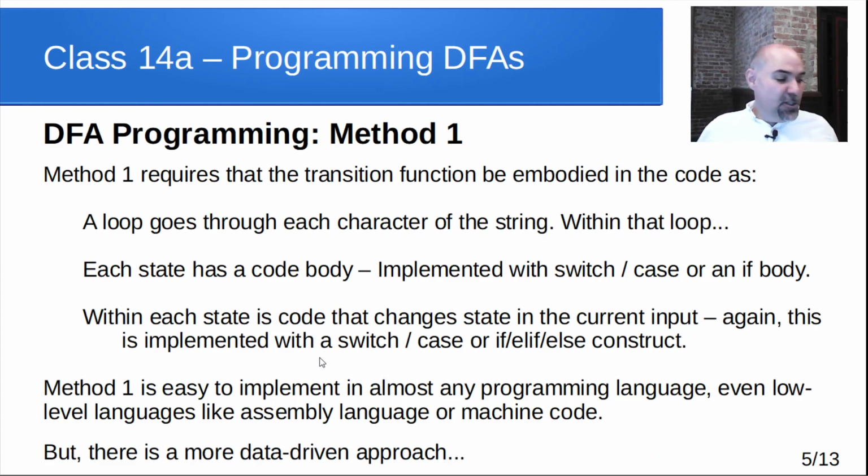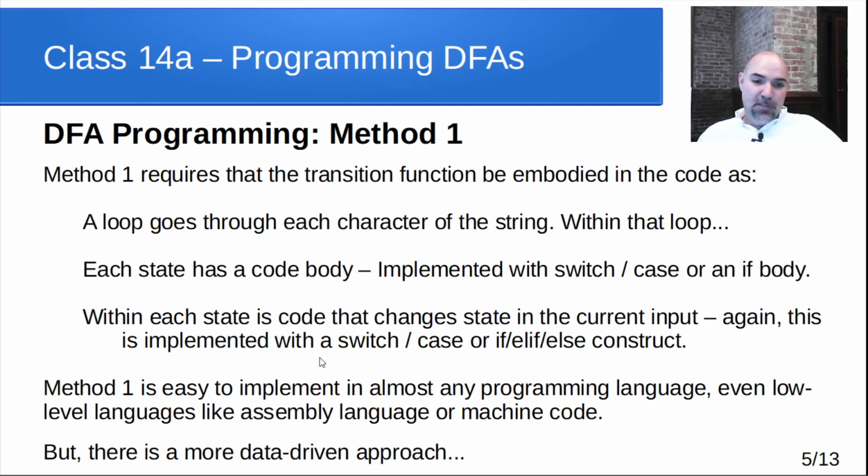So the way we're going to do that, I'm going to show you 3 different methods here that are somewhat related, but we're going to start off with method 1. What it does is it requires the transition function to be embodied in the code as, first, a loop that goes through every character of the string linearly. We're just going to buzz through it one character at a time. And then within that loop, every state is going to have a code body that could be implemented with an if, else, or a switch case for every state. And then for each of those, we're going to have a sub construct, either switch case or if, else, that then switches based on the characters of the alphabet.